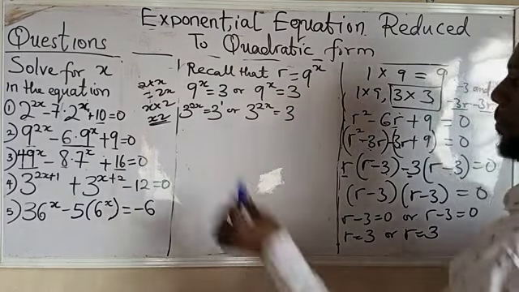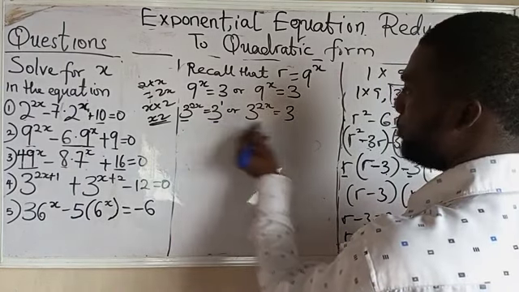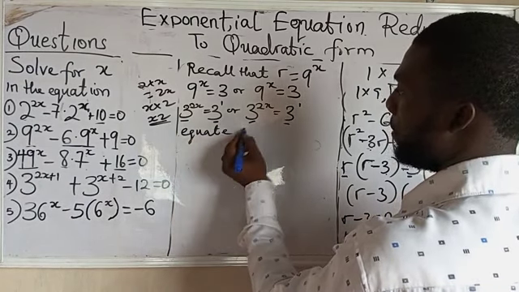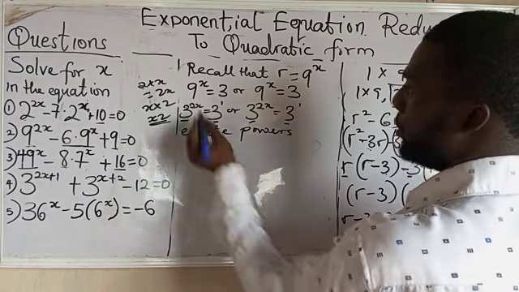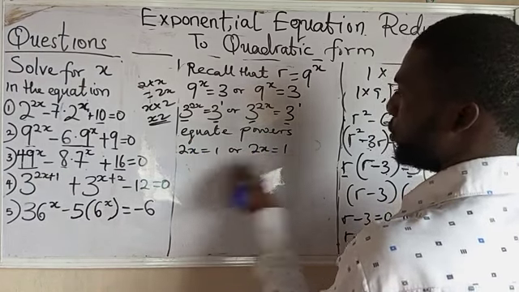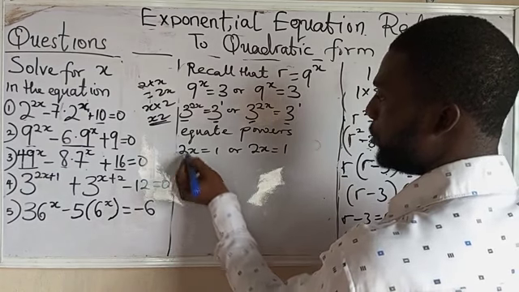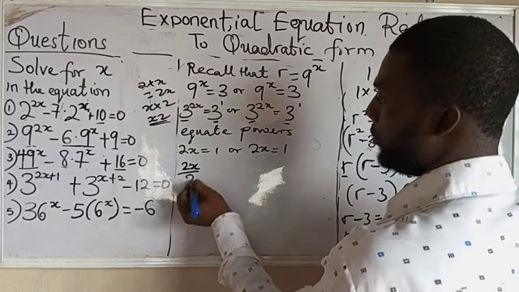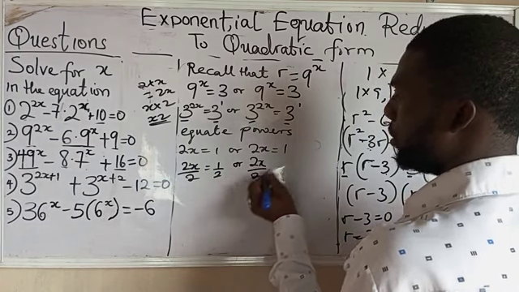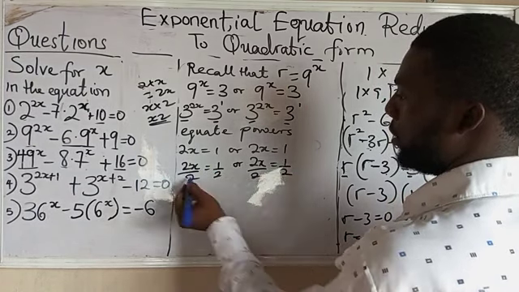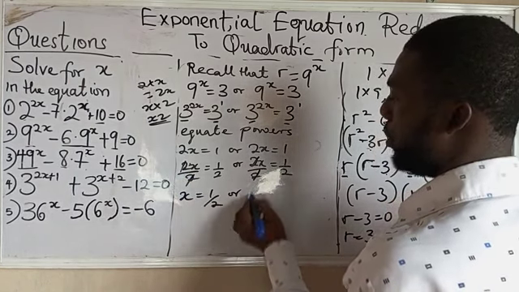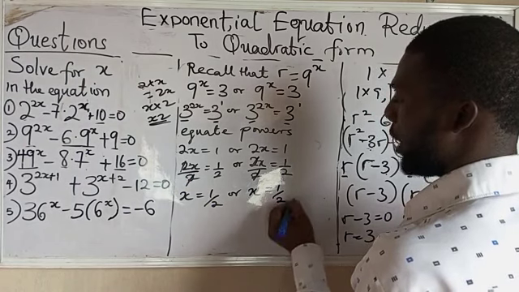Then from here, we know that we have succeeded in making the base to be equal, and I will say equate powers. So it's going to be 2x equals to 1 or 2x equals to 1. Then divide both sides by 2 because I want to make x to stand alone. So x equals to half or x equals to half.